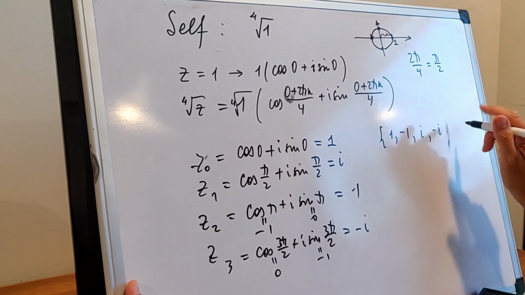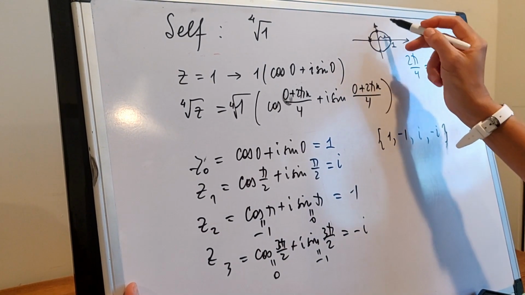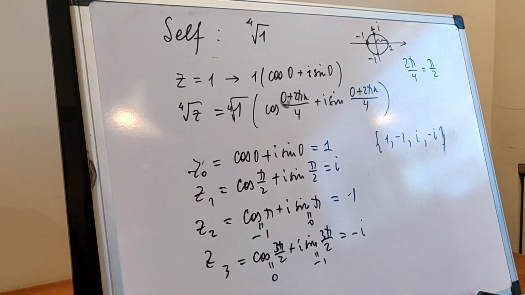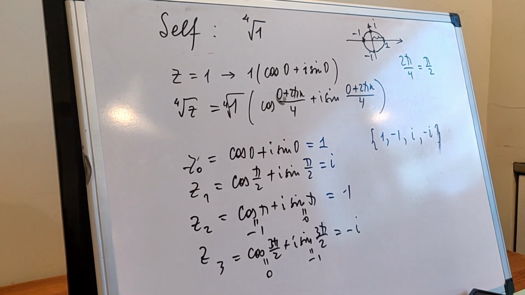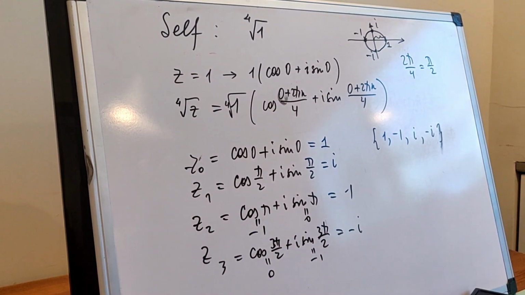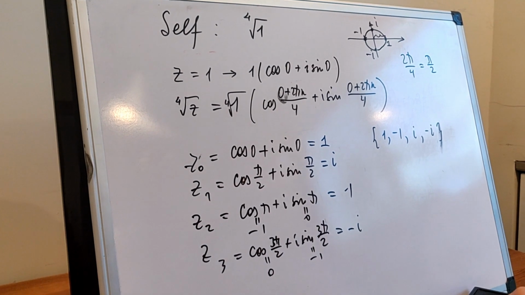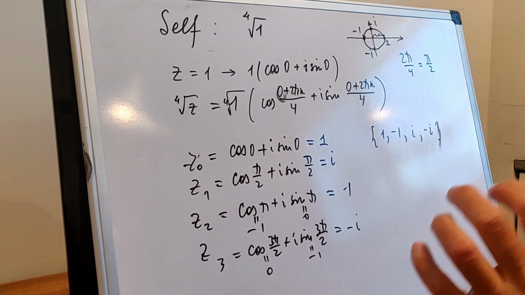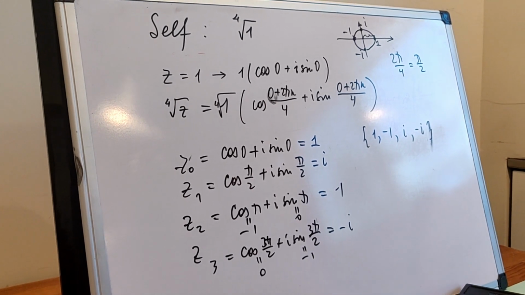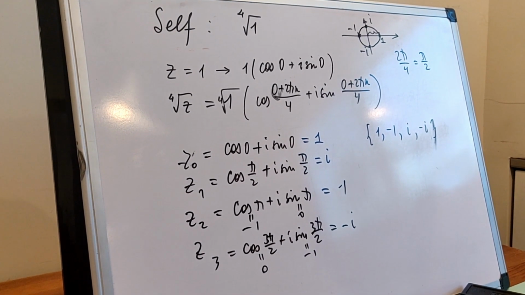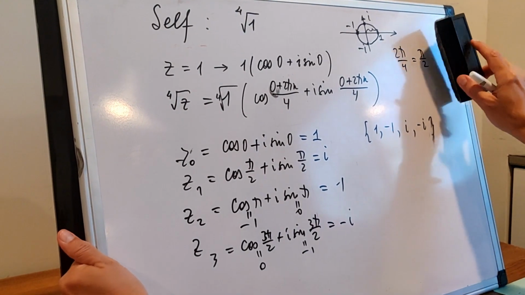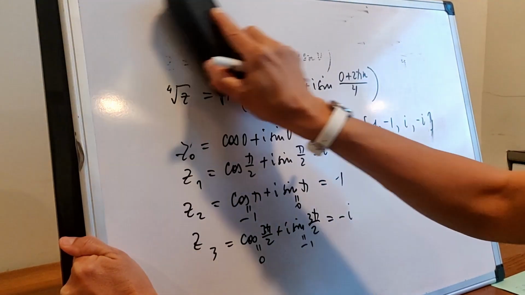And if you look at my picture, they are exactly these numbers. So that's i, that's negative 1, and that's negative i. Okay, so we found all four roots. The last thing we are going to do in this lecture is to solve a couple of self-problems. My suggestion is to try first to solve these problems without my help and then look at my solution. Okay, so I'm going to put the problems on the board.